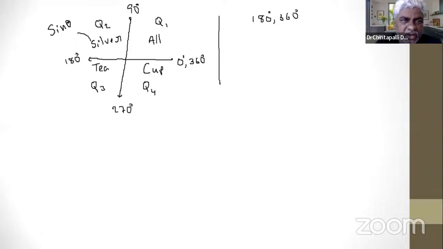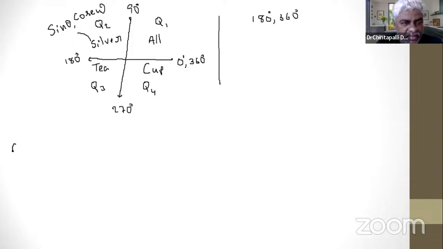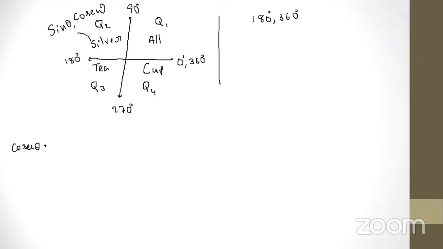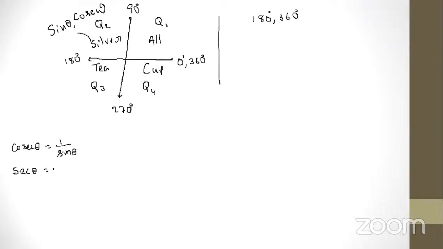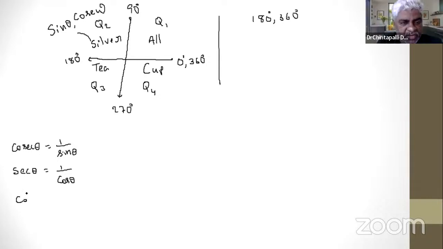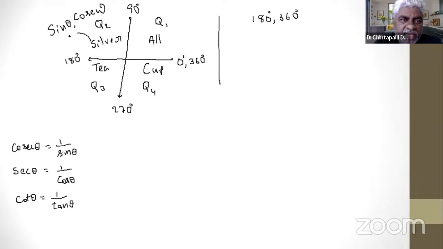And also its reciprocal, that means cosec theta. You know, cosec theta is 1 by sin theta. And sec theta is equal to 1 by cos theta. Cot theta equals 1 by tan theta. In the second quadrant, sin theta and cosec theta are positive.